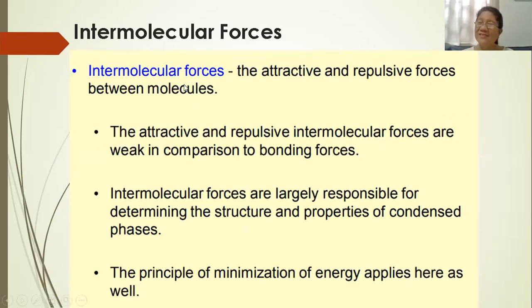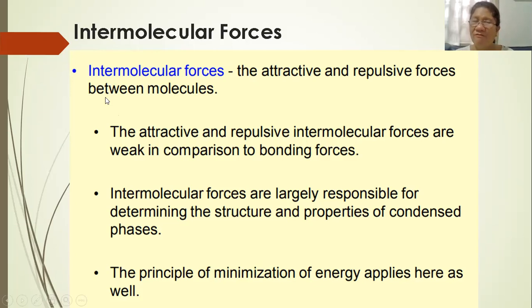What are the different bonds or forces in this metallic bond? For metals, for conductors, semiconductors, and insulators. The first thing that we are going to discuss is the IMF, that is the intermolecular force. The IMF has two forces. It could either have the attractive and the repulsive forces between metals.